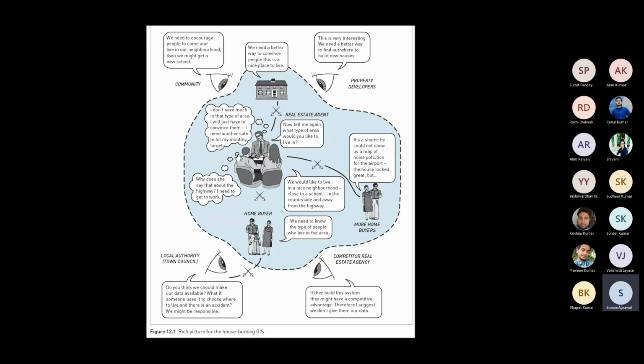Here also, it is like a comic book structure. Different symbols are used. What the different people are saying is given by the speech bubble. What they are thinking is given by a cloud. If there is any conflict in opinion, it is shown by a cross sword. If there is any external observer in the system, they are shown by eyes. You can see four eyes over here: community, property developer, local authority, competitor, real estate agency. So this is the rich picture. This rich picture is developed by the developer.